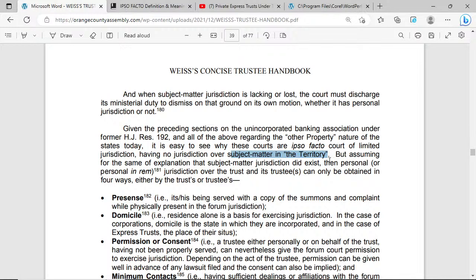But you can remove yourself from that anytime. You can dip your toe in as far as you want. But assuming for the sake of explanation that subject matter jurisdiction did exist, then personal and in rem jurisdiction of the trust and its trustees can only be attained in four ways.